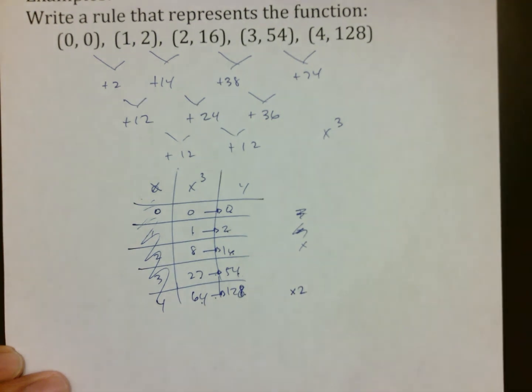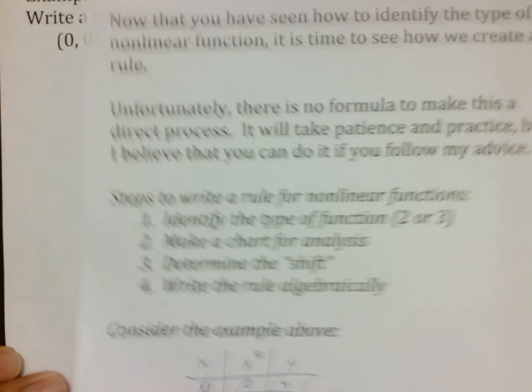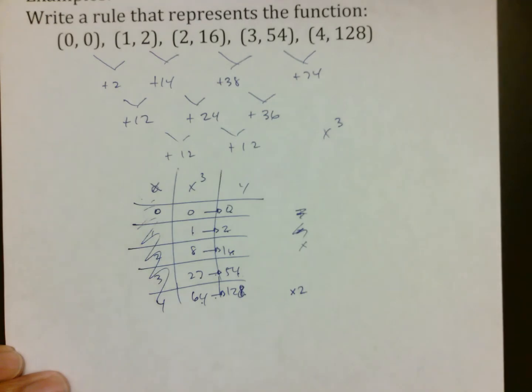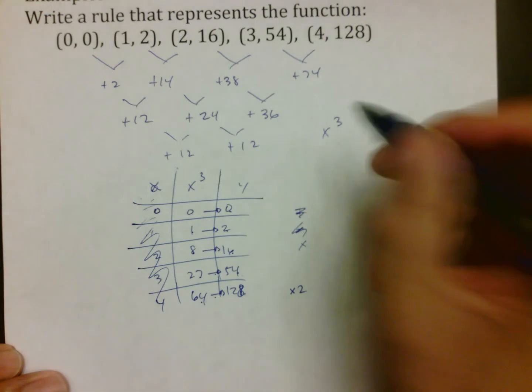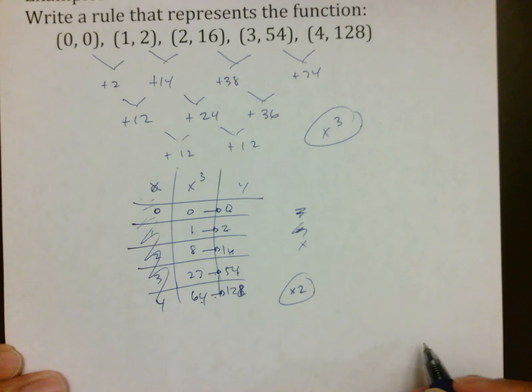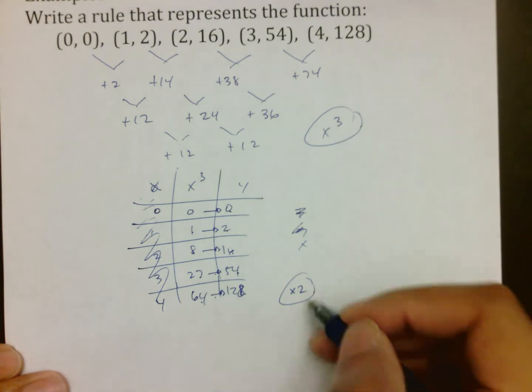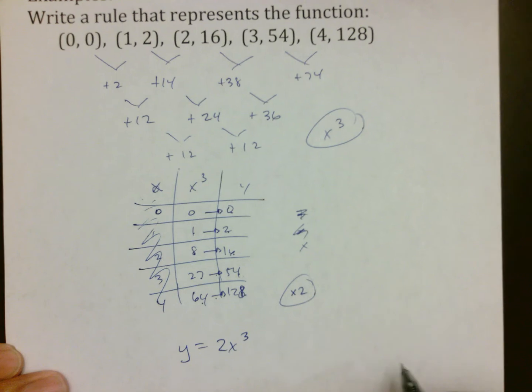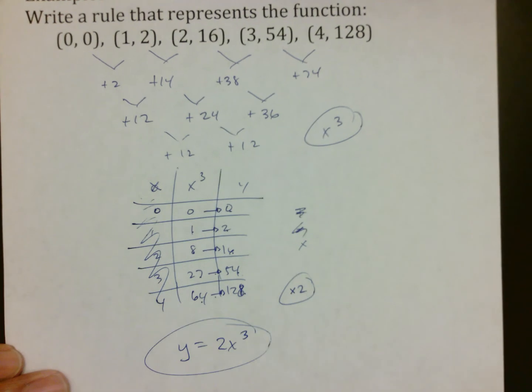And what it says last is, once you have determined what the shift is, to write it algebraically. This is where your chapter 1 modeling came in. We know that we're taking x to the third, and we know we want to multiply it by 2. And the way you write x to the third times 2 is the rule y equals 2x to the third. That is our rule.